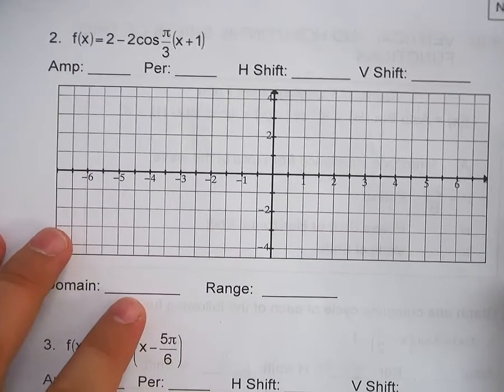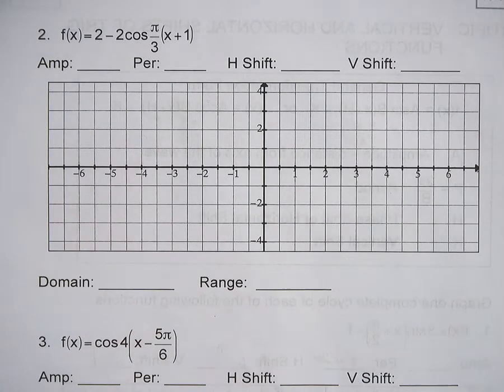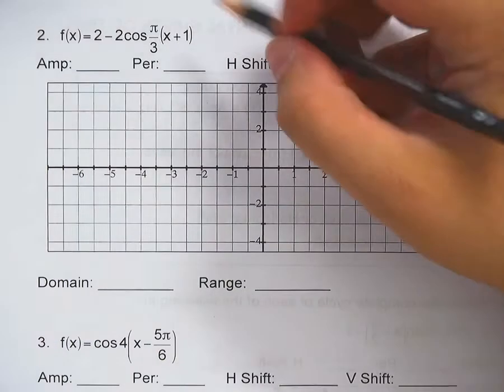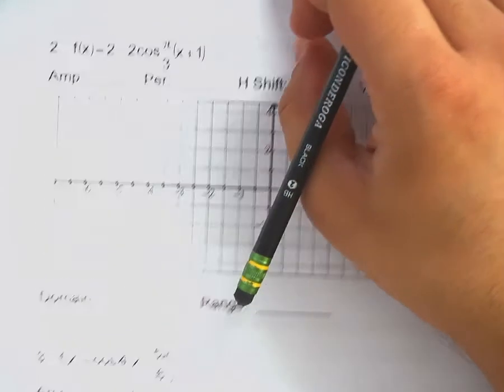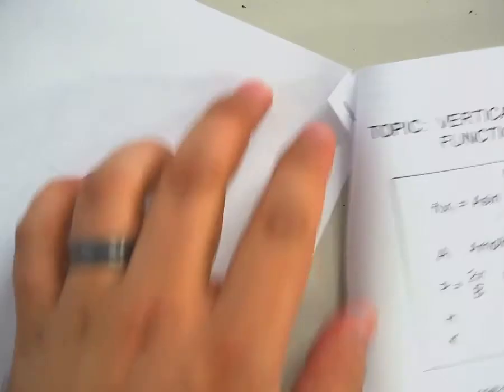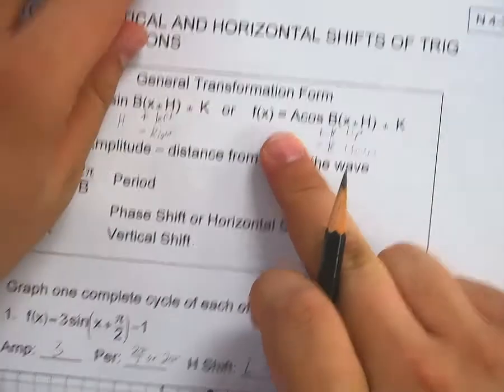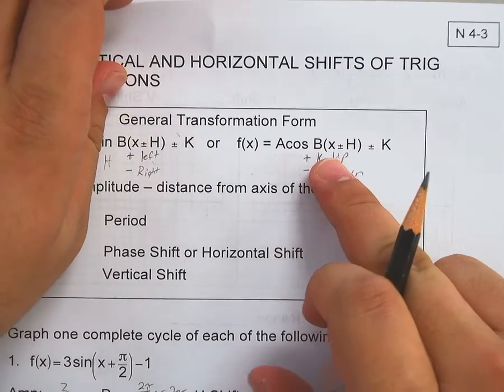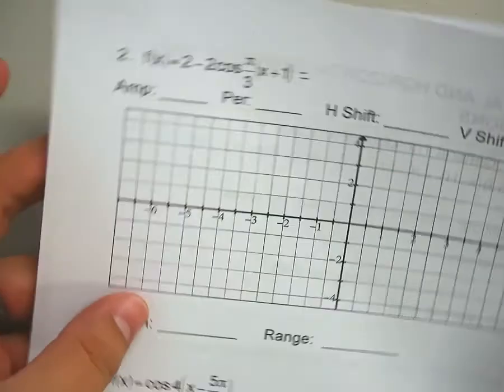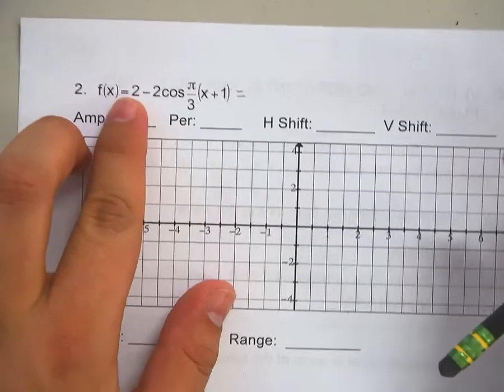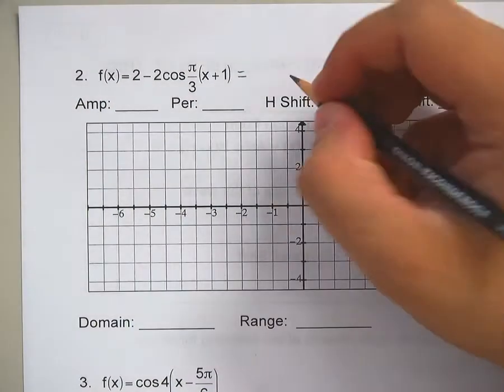when you're dealing with cosine, it's a little bit of a different story. So let's get into this one here. First off, your amplitude. Now I'm going to have to rewrite this one because it is not in the form that I need it to be. I need this thing to be a cosine bx plus or minus h plus or minus k. Well, right now my k is in front. So I'm just going to rewrite this a little bit.